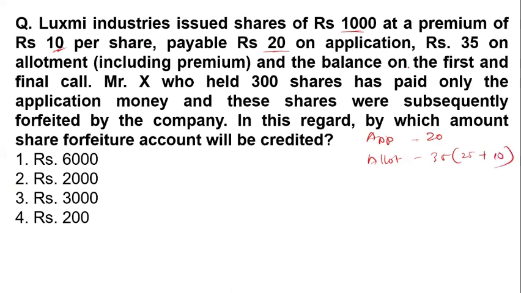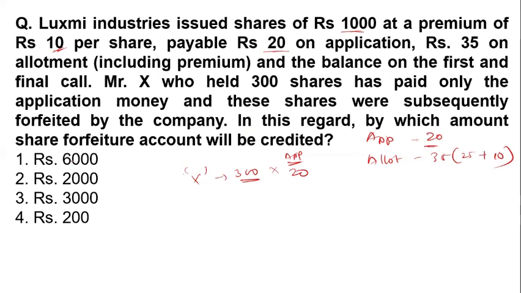Now the balance on the first and final call. Mr. X is holding how many shares? 300 shares. He paid only the application amount. How much amount did he pay? Only the application, and the application amount is 20 rupees. Now these shares are subsequently forfeited by the company. He is unable to pay the balance amount, so the company decided to forfeit his shares.